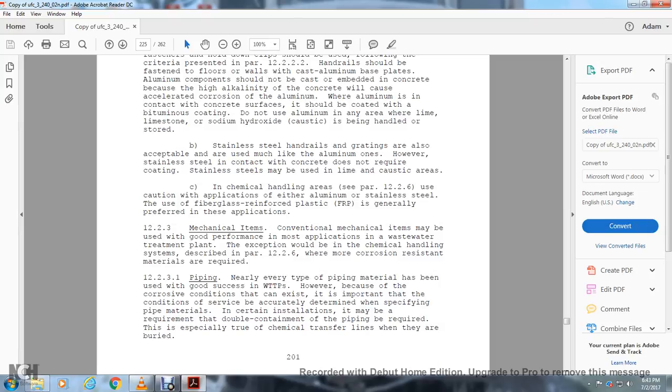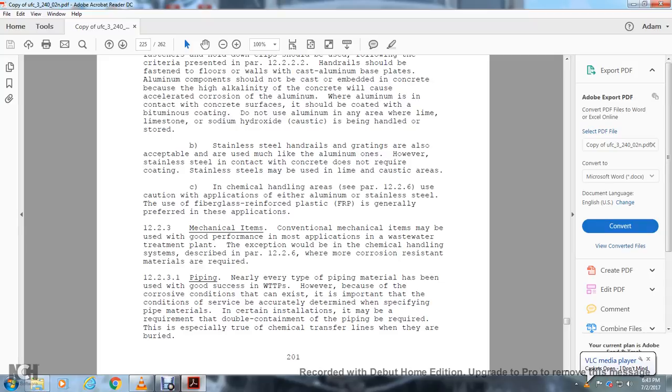12.2.3 Mechanical items. Conventional mechanical items may be used with good performance in most applications of the wastewater treatment plant, with the exception of the chemical handling systems described in paragraph 12.2.6, where more corrosion resistant materials are required. 12.2.3.1 Piping. Nearly every type of piping material has been used with good service in wastewater treatment plants. However, because of the corrosive conditions that can exist, it is important that conditions are accurately assessed to determine when to specify the piping materials.